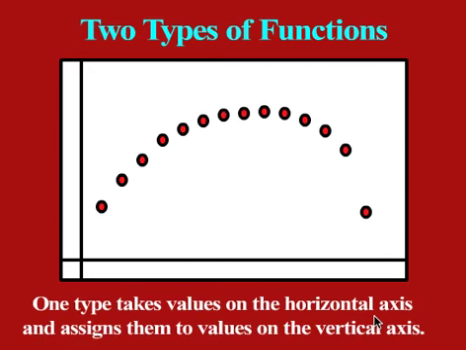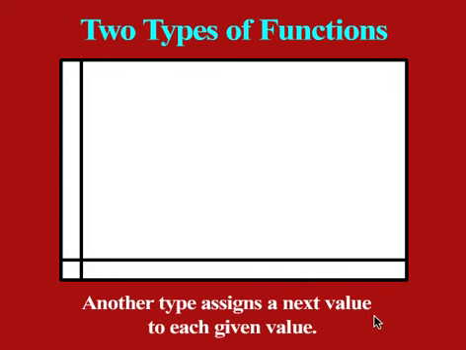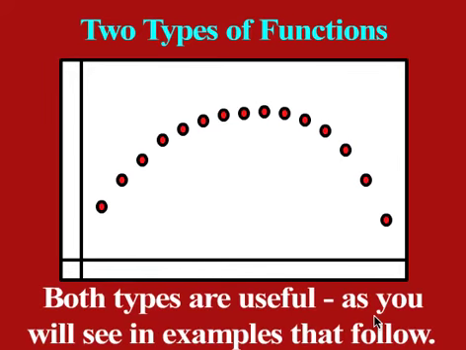These kinds of functions involve covariational reasoning, because one varying quantity is mapped to another varying quantity. The second type of function assigns a next value to a given value. But, for this kind of function, it may not be easy, and it might even be impossible, to know the value of the nth term in the series. Next, you will see some examples that illustrate this point.